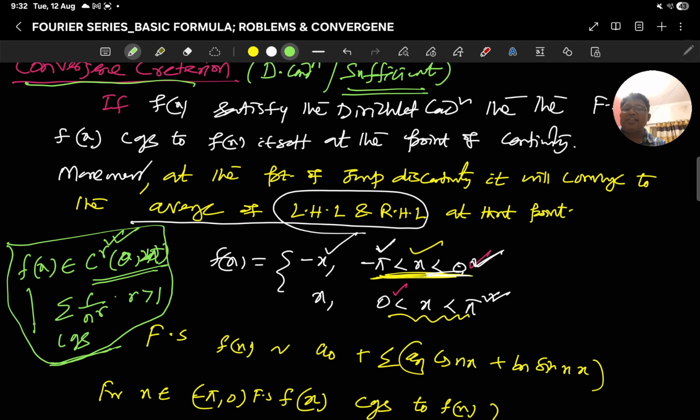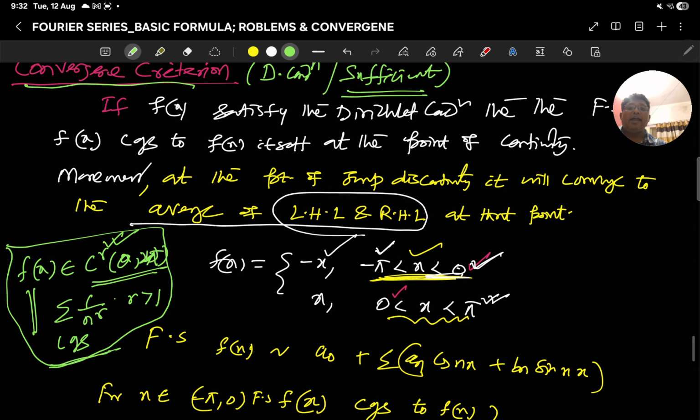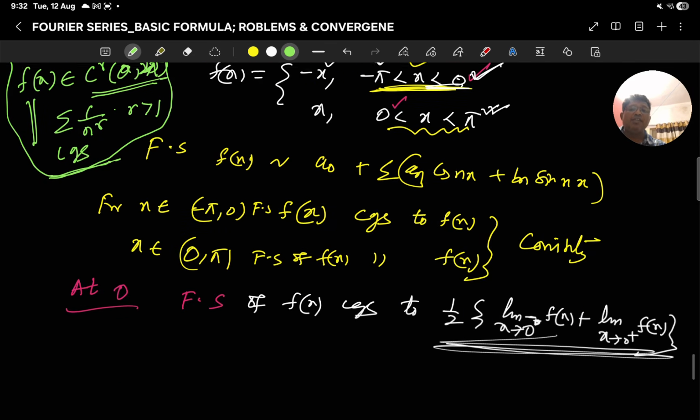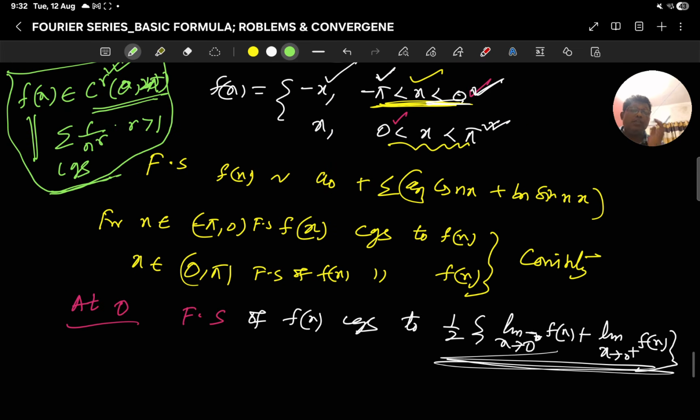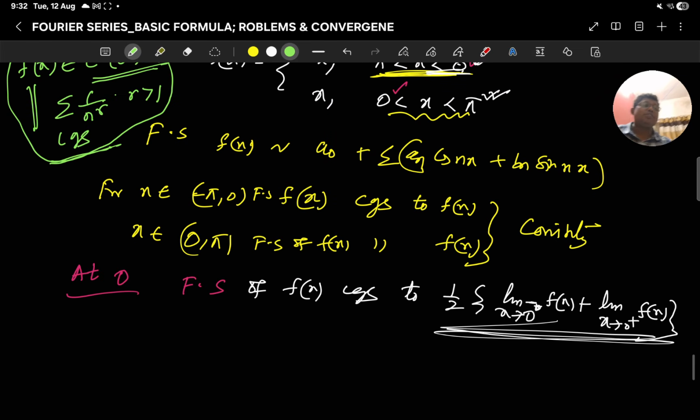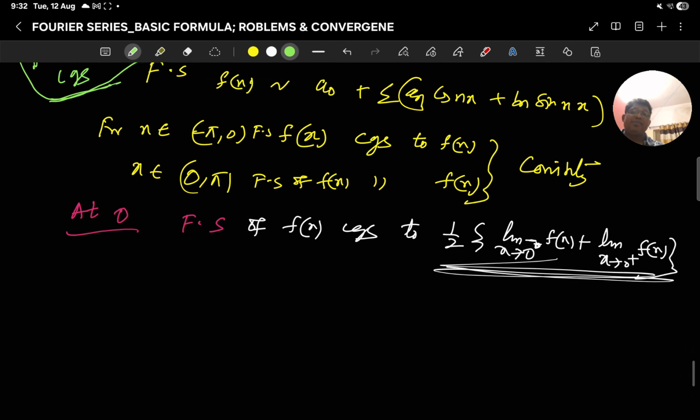And another convergence criterion is this. This is basically the uniform convergence. But at your level we should stick to the Dirichlet condition only, but this condition is sufficient. Even if this condition does not hold, still we may have the convergence of the Fourier series, or we may not have the convergence also.